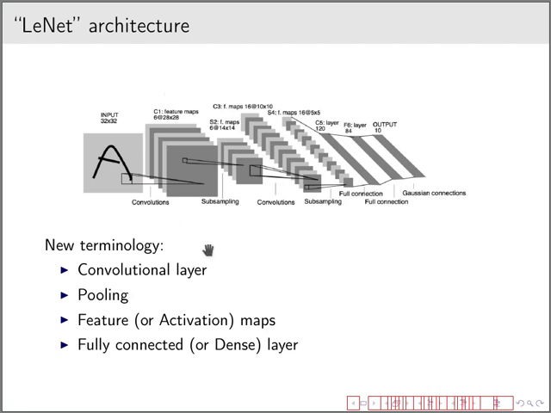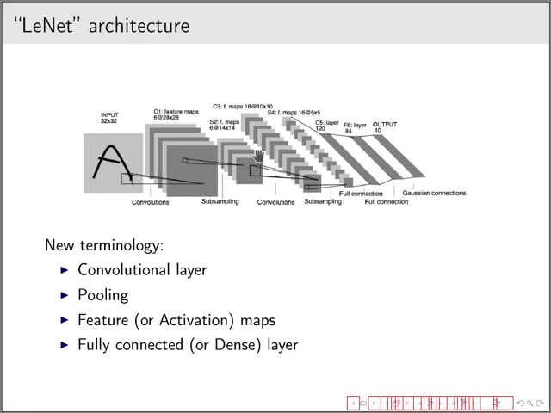And now we have new terminology to describe. A convolutional layer is a neural network layer, but instead of dense units, it has convolutional filters. Pooling is a layer that decreases the size of the output. Feature maps, also called activation maps. I'm going to describe that later, but this is basically the result of a convolutional layer. And a fully connected, or dense, layer.